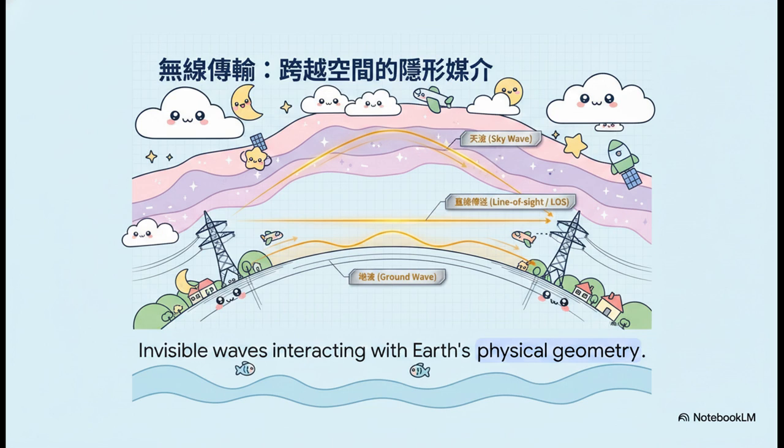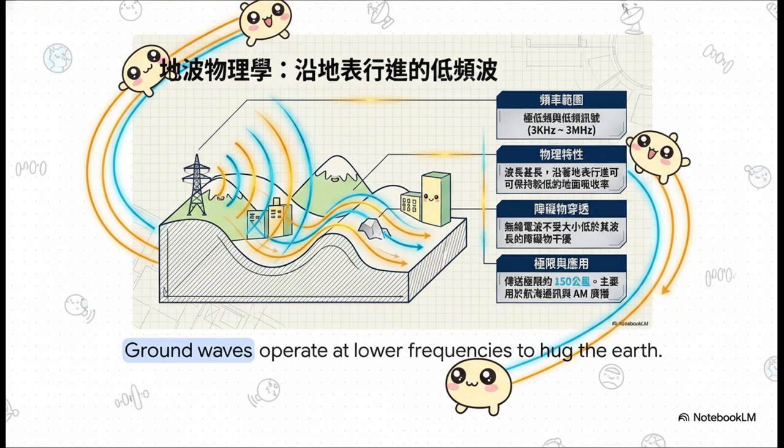We can actually bounce sky waves off the ionosphere, shoot line-of-sight waves straight from tower to tower, or even curve ground waves right along the Earth's crust. Ground waves, for instance, are absolutely fascinating because they operate at lower frequencies. They have incredibly long physical wavelengths. This literally allows them to hug the Earth's surface, effortlessly passing right through mountains and obstacles that would completely block shorter waves. This provides vital communication coverage for up to 150 kilometers. It's pretty amazing when you think about it.